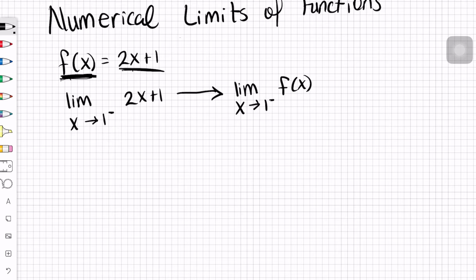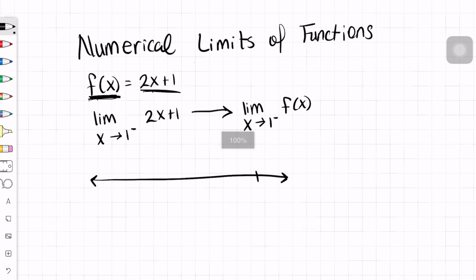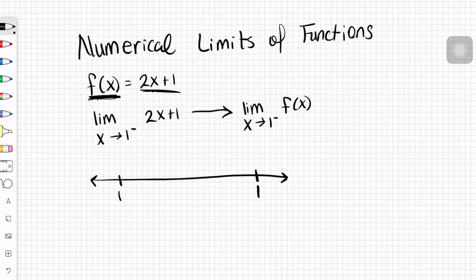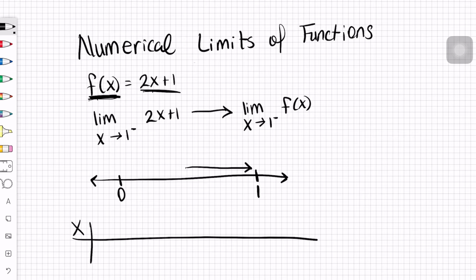So how do we do that? Let's think back to our number line. Let's think of where the number 1 is. 0 would be down here. And let's think of what type of numbers we have on the left side of 1. So what I want to do is create a table. I'm going to plug in values that are on the left side of 1 but are steadily increasing and are increasingly getting closer to 1 from the left.